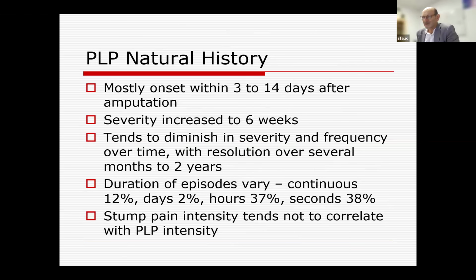However, the rule of thumb is if it's still present at 6 months, it's probably going to be permanent. The duration of episodes varies, so occasionally people have it continuously, but that's a small proportion, only about 12%. Some people have it for days, they'll have days of bad ones, but most people have it for hours or seconds. Stump pain intensity tends not to correlate with phantom limb pain intensity. So if the stump pain is very severe, it doesn't mean the phantom limb pain is.